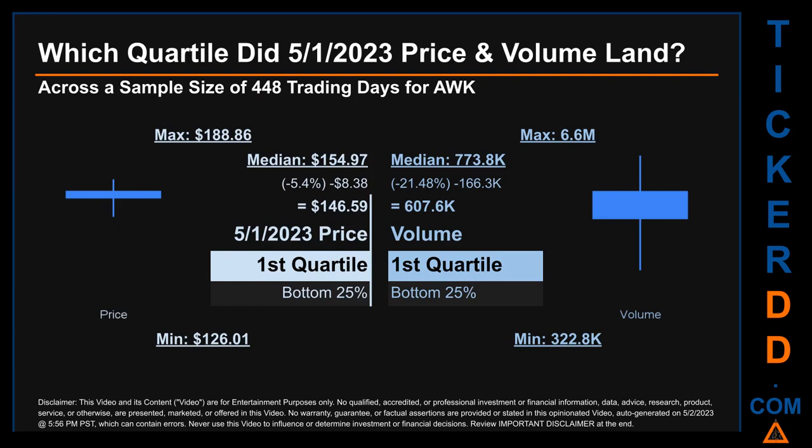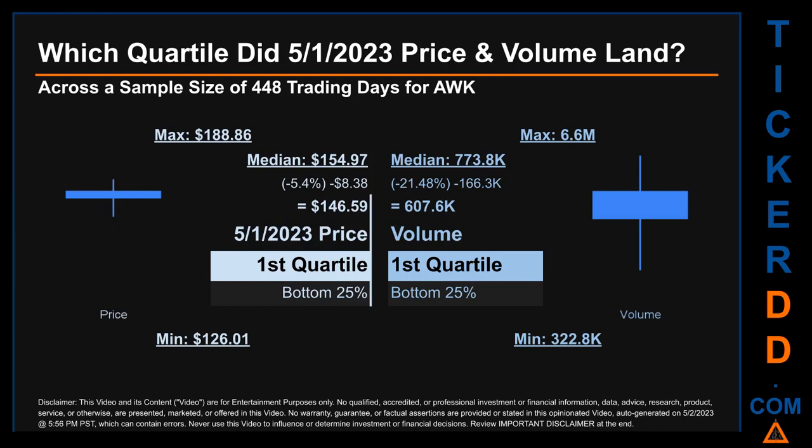The day's volume landed within the first quartile, at the bottom 25% of all sampled daily volume, which saw a max daily volume of 6.6 million and a minimum of 322.8 thousand. Quartiles tell us about the spread of a data set by breaking that data set into quarters, just like how the median breaks the set into half.